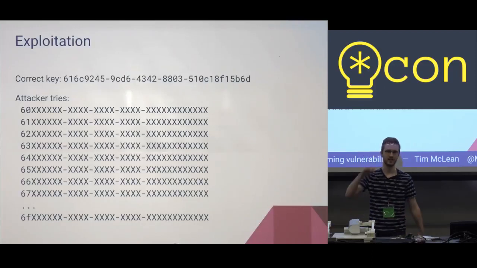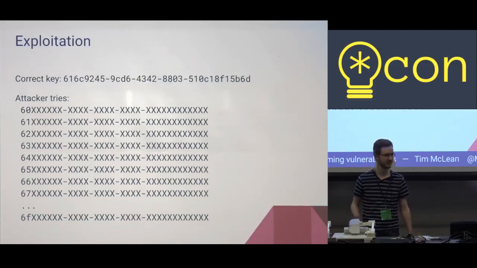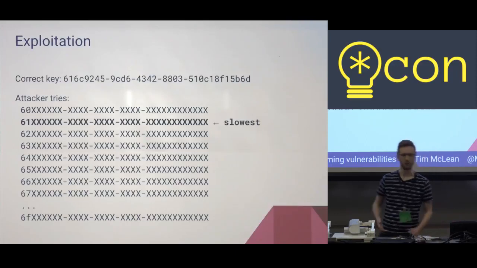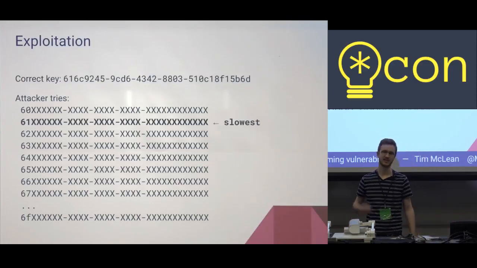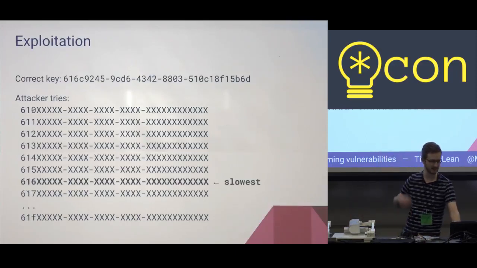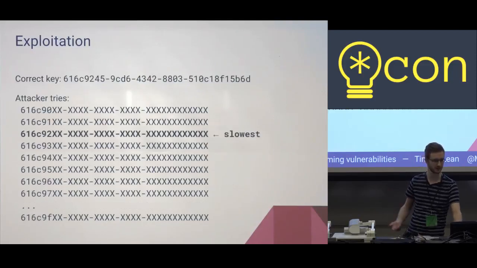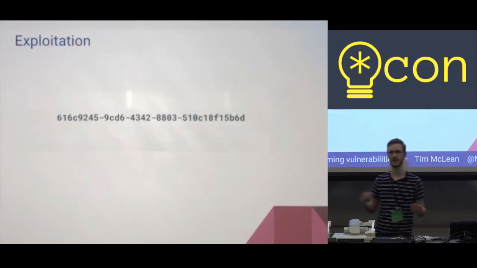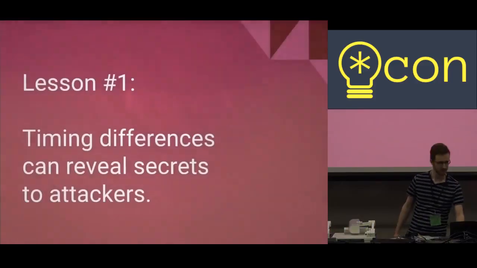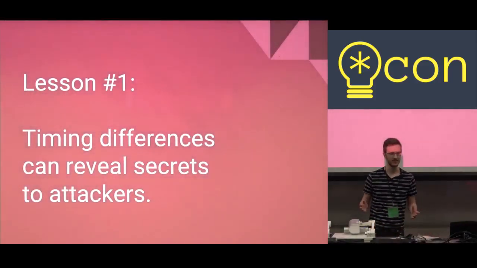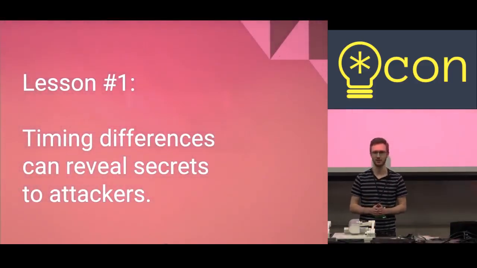So now the attacker knows the first character is 6 and can proceed onwards and say, okay, let's try 0 through F on the second character. And they'll find, once again, that one particular attempt will take slightly longer. And the attacker can just proceed and do this for every single character in the key until finally they have the entire key extracted. So lesson number 1 here is that timing differences can reveal information that you did not think you were revealing at all, right?